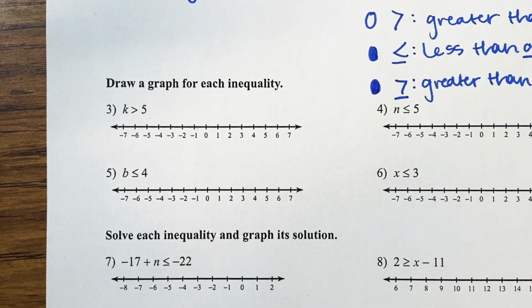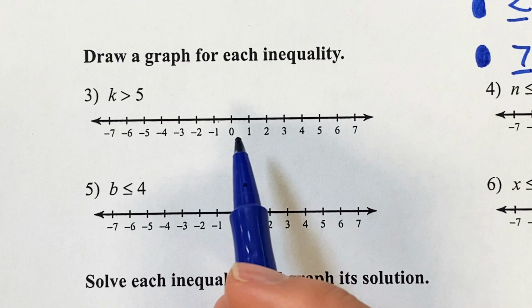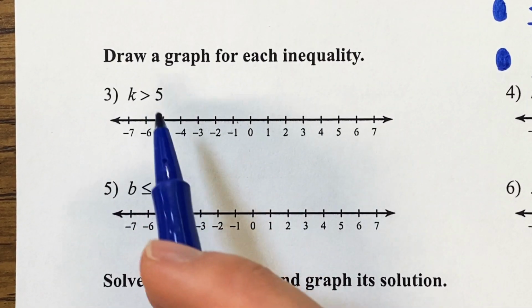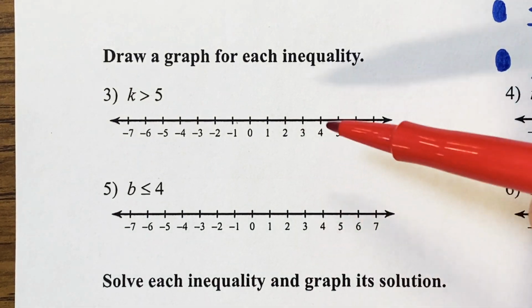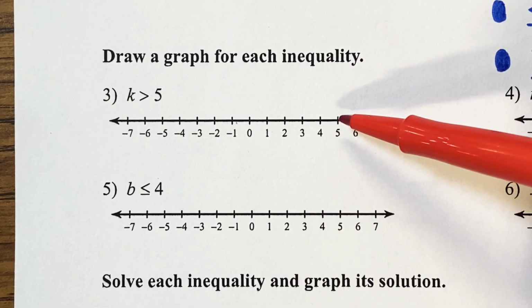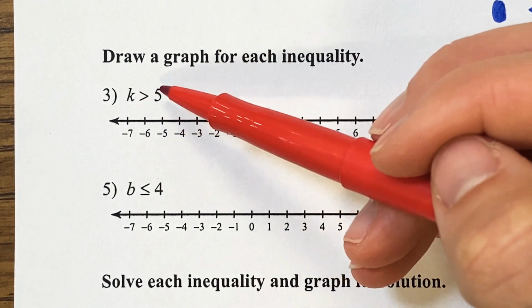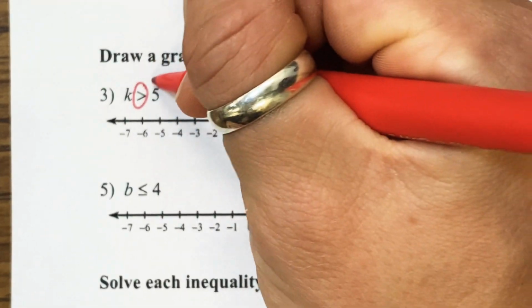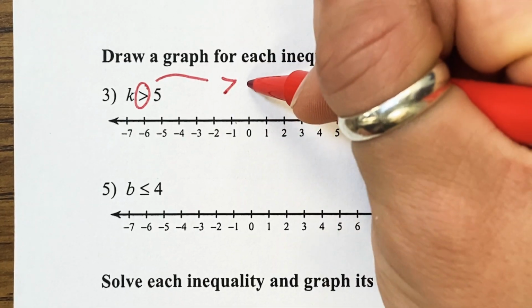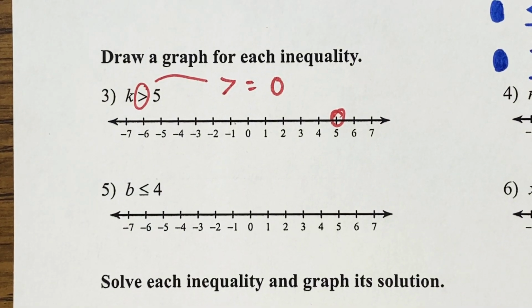Okay, so what this means, let's go back to number 3. The first thing you have to identify is we need to put a point on our number line. The number tells you where to put that point. In this case, our point is at 5. Positive 5, that's right there. Now you need to look at the sign. k is greater than 5. Since our sign is greater than, that means it's an open dot. So open dot on 5, you're going to place your dot on 5.